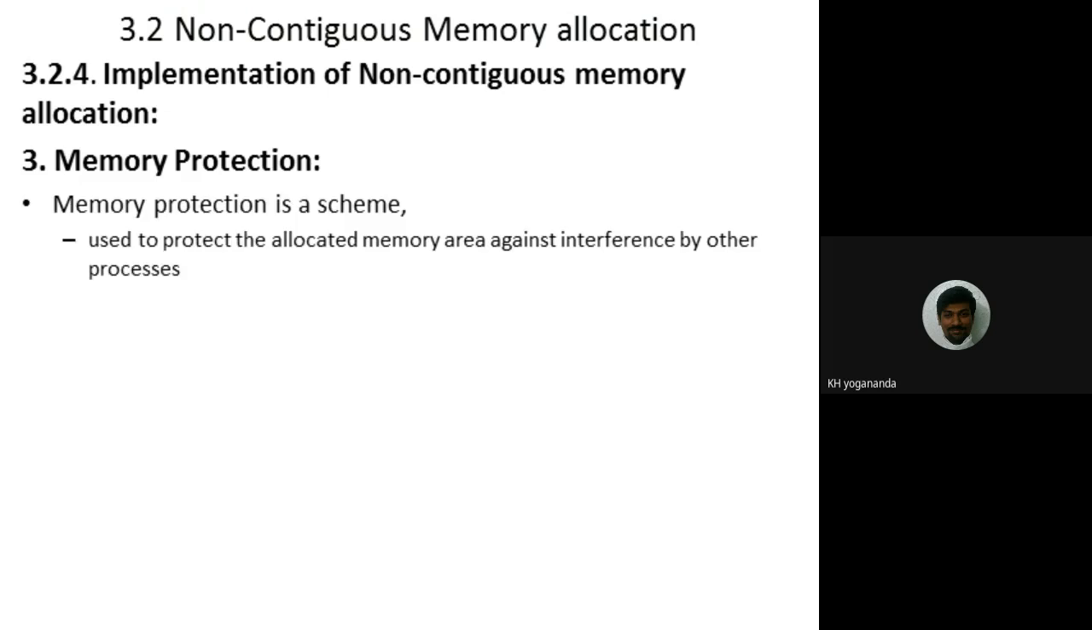Same thing. Memory protection is a scheme. It is used to protect the allocated memory area against interference by other processes. Memory protection is a scheme used to protect the memory area from other process intervention.